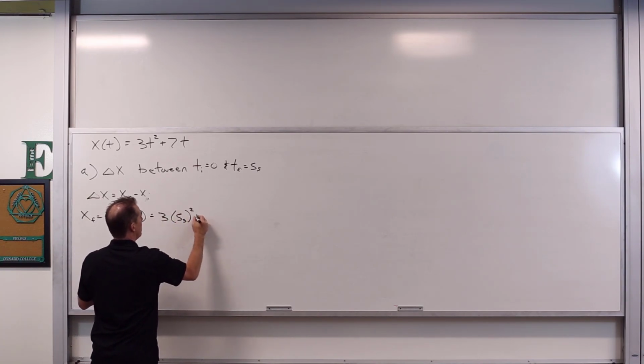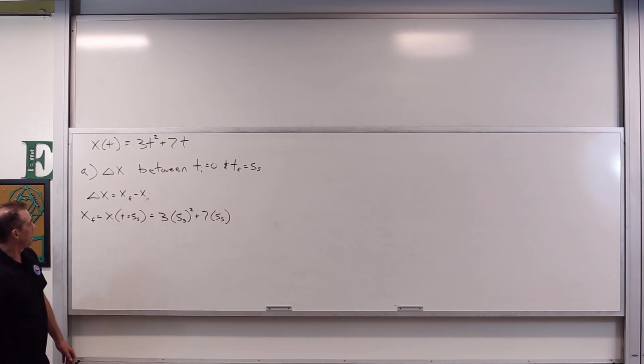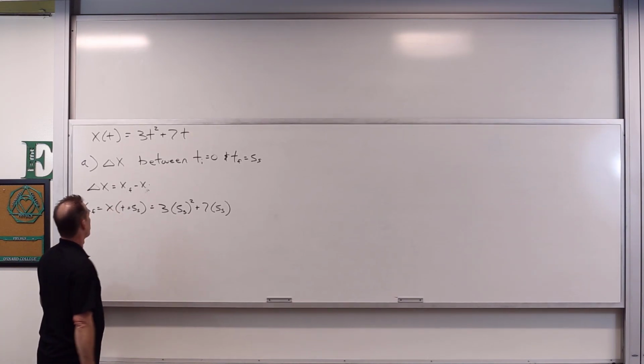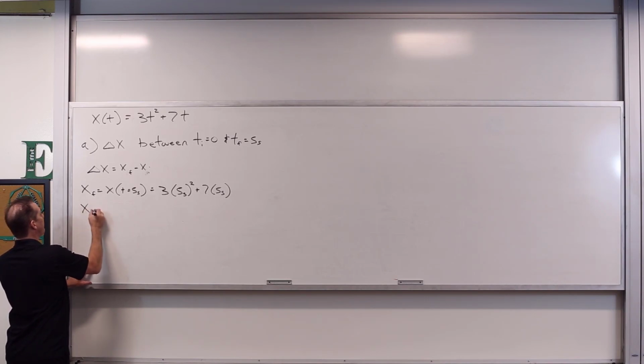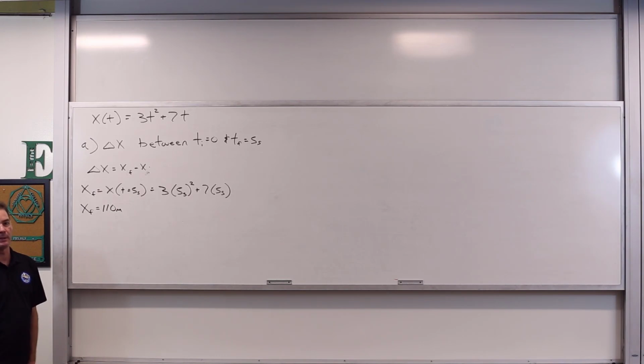3 times 5 seconds quantity squared plus 7 times 5 seconds. So what do we got there? 75 plus 35, so it's 110. So x final is equal to 110 meters. So that's our final x position.